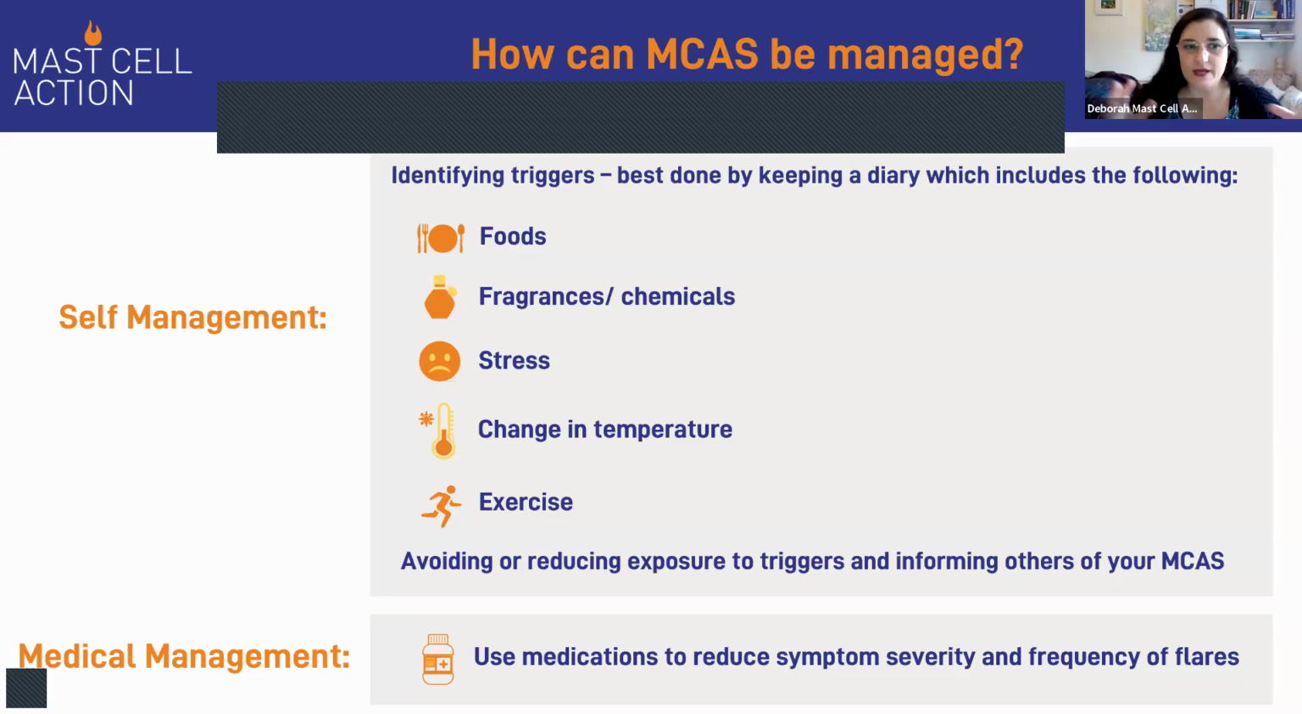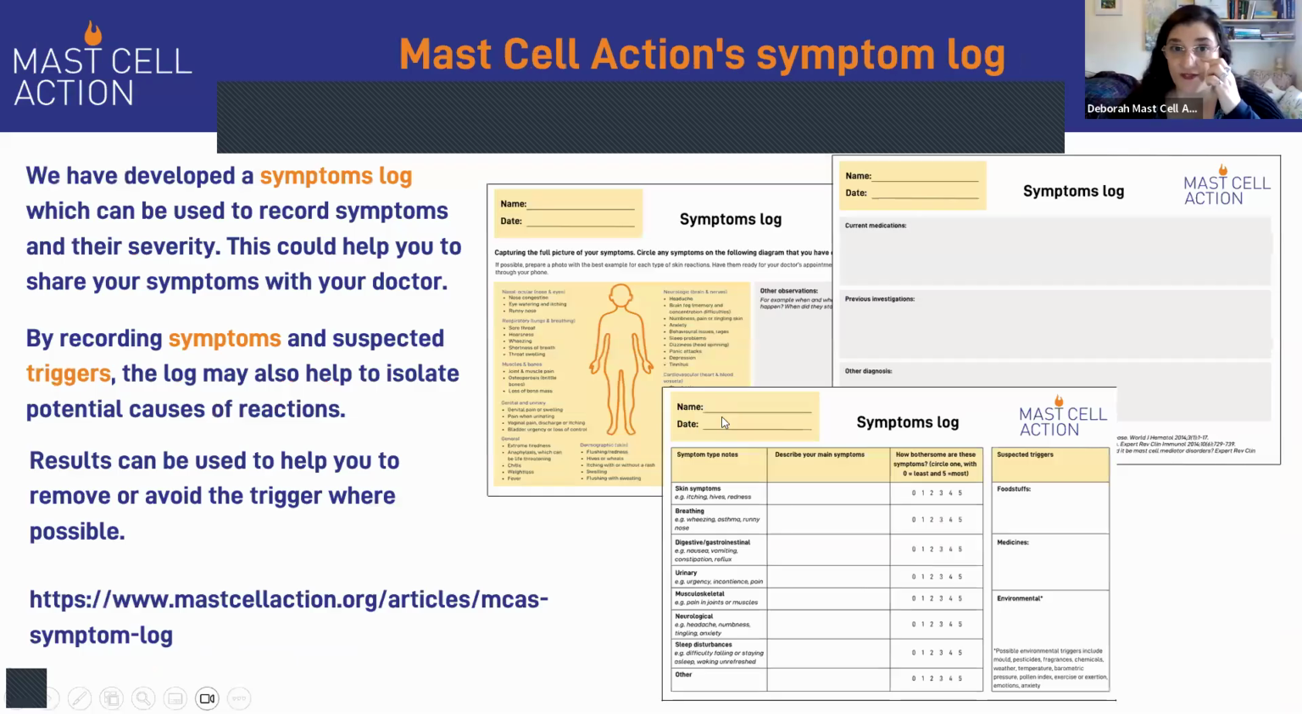We can maybe learn our triggers and work out what works for our body to be able to manage our MCAS. And then the other side of it is obviously getting some medical support and using some medications to help us with that. And I'm going to explore a little bit more of that now. So we have a symptom log on our website. It's free to download. If you go to our website and search for symptom log, it will bring it up. And it's a really good idea to do this, to keep a diary. It's the only way really to work out what your triggers are, is to be really, really thorough.